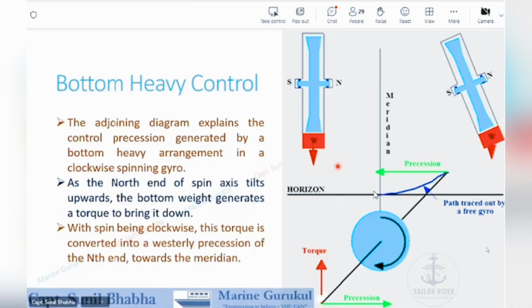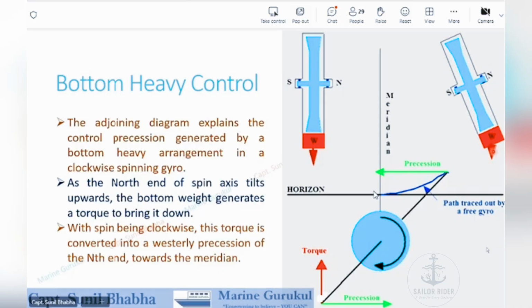Now we know after some time the gyro star is going to move eastwards and have a positive altitude, upward altitude. So the north end of the spin axis is also going to have an upward tilt. Now have a look at the right side diagram on top. As the north end of the spin axis tilts upwards, this weight which is fitted at the bottom of the casing tries to make it vertical again.